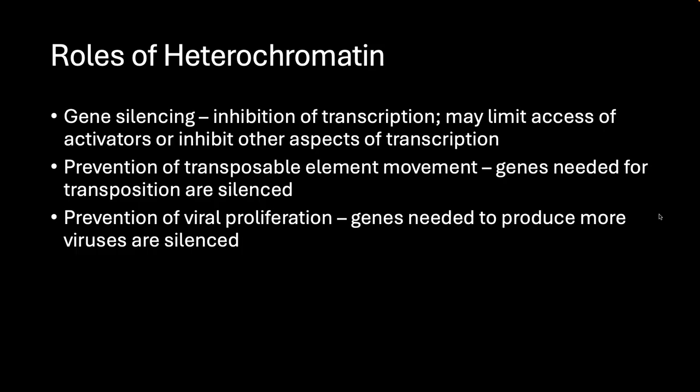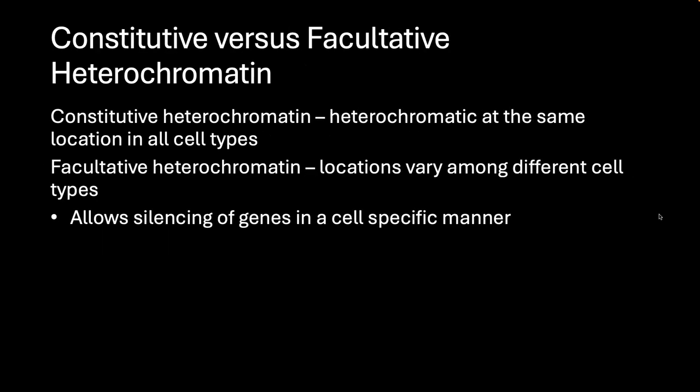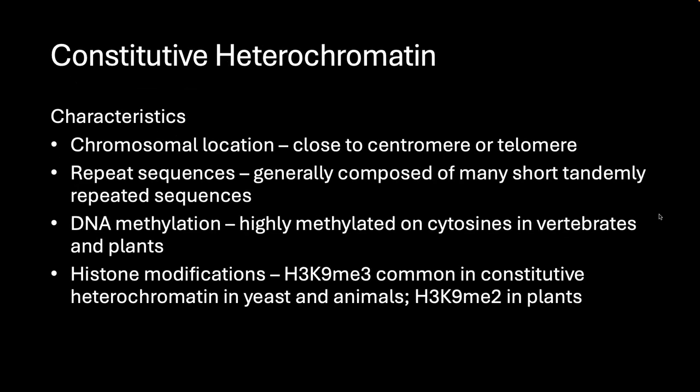Existence of our DNA as heterochromatin has several roles, including gene silencing, prevention of transposable element movement, and prevention of viral proliferation. These are all important mechanisms for controlling which genes get expressed at a particular time or in a particular cell type. Our heterochromatin falls into two types. Constitutive heterochromatin is always heterochromatin in every cell type. Facultative heterochromatin can actually be less compacted euchromatin in some cell types.